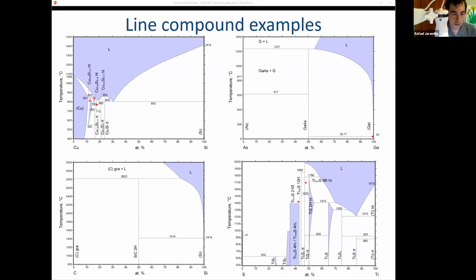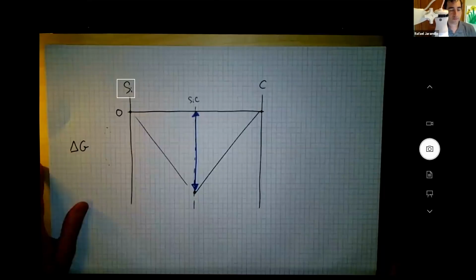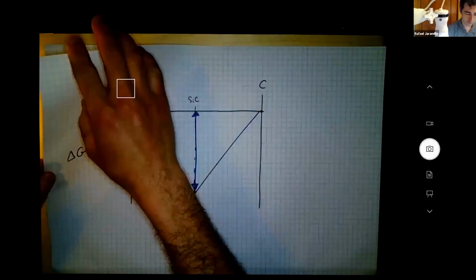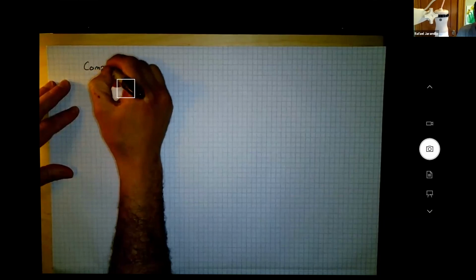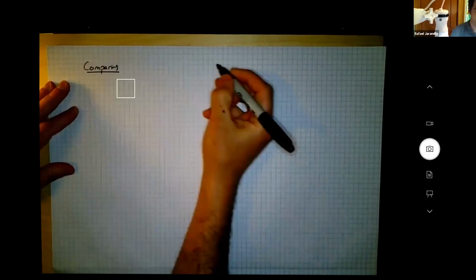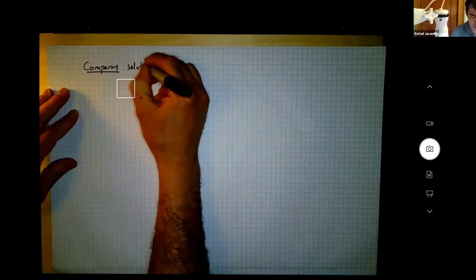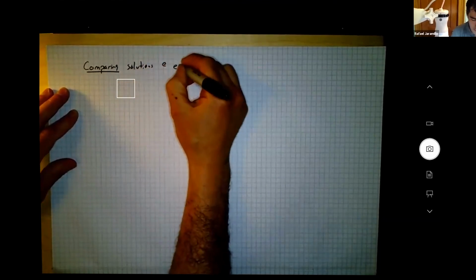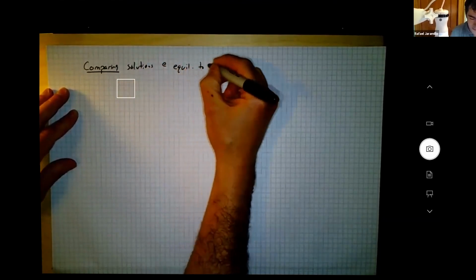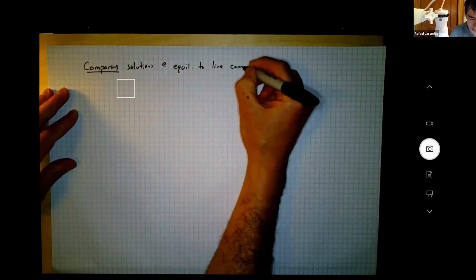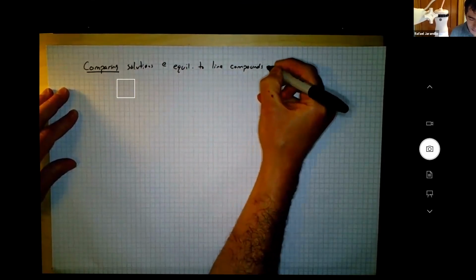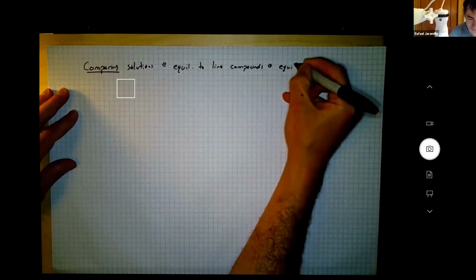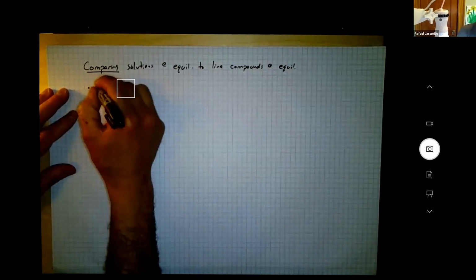Okay, let me move back to the board. Just make a couple conceptual points, and we'll finish up. Comparing solutions at equilibrium to line compounds at equilibrium.